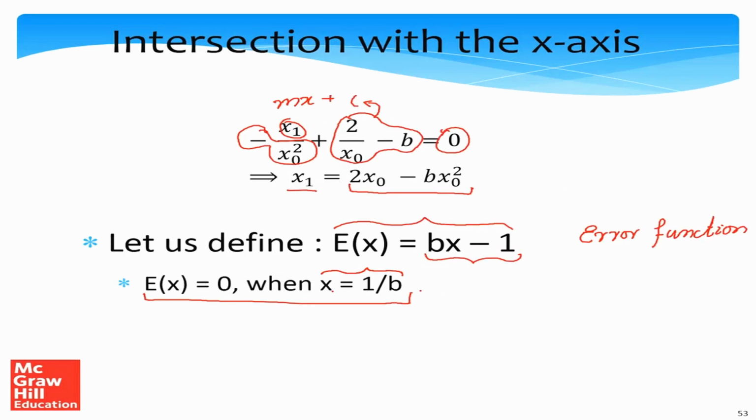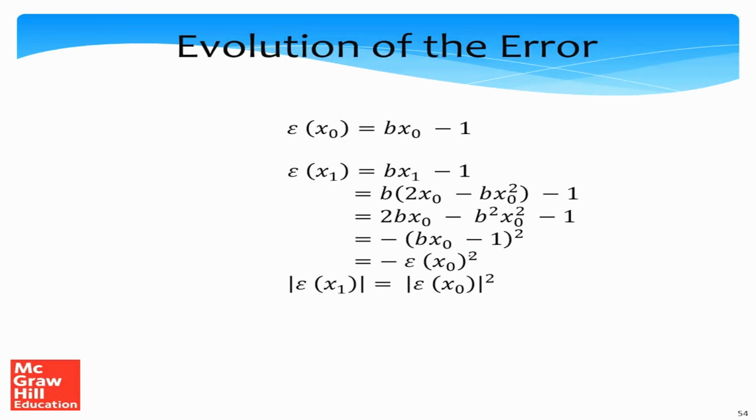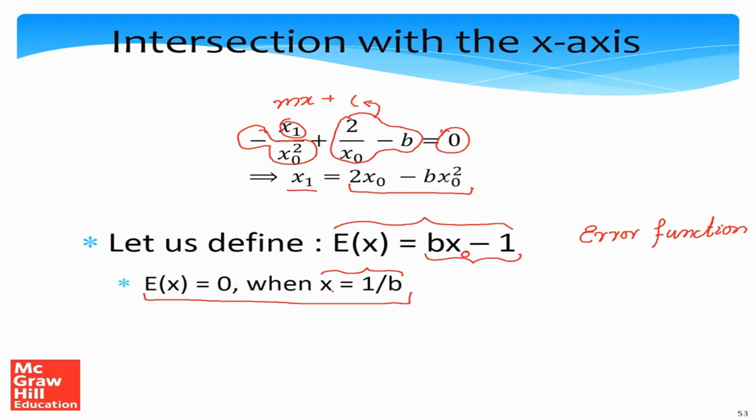So what is the initial error? The initial error at point x0 is bx0 - 1. That is the initial error. What is the error after we reach point x1? It is bx1 - 1. Since this is what x1 was computed to be, if we go back, we'll say x1 was computed to be this expression.